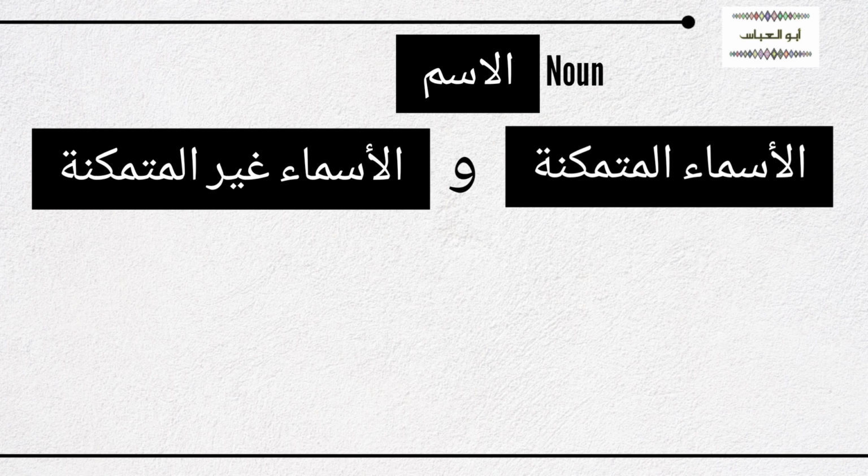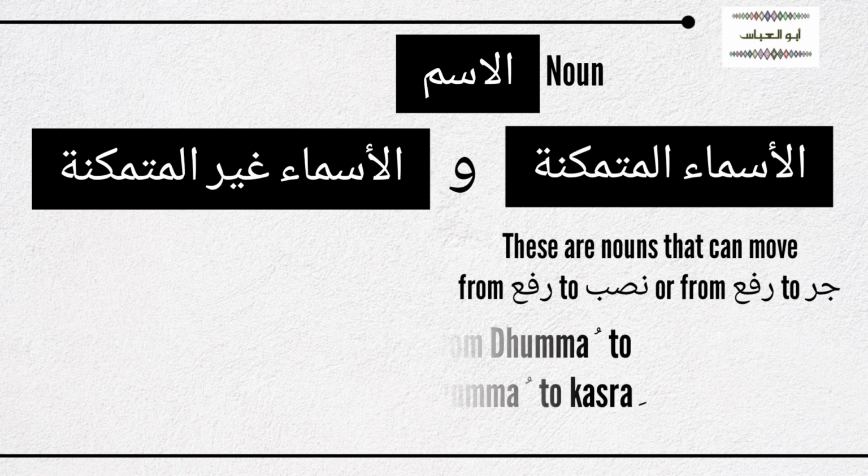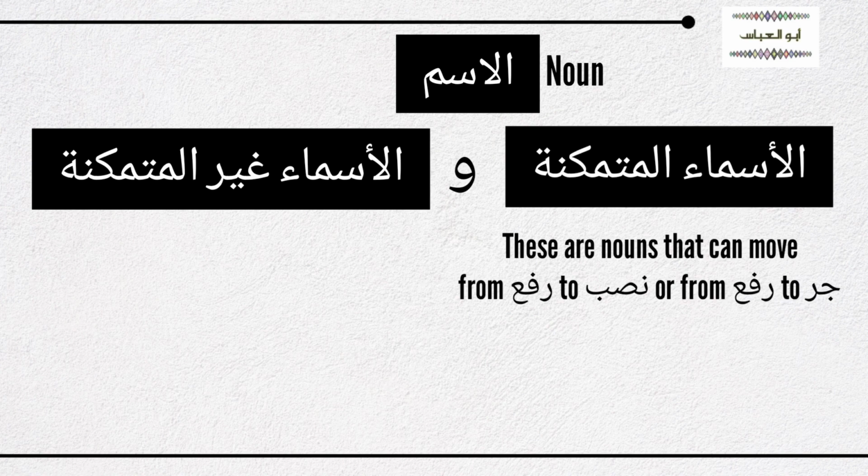Now what is al-asma'u al-mutamakkinatu and what is al-asma'u ghayrul mutamakkinati? Al-asma'u al-mutamakkinatu, these are the names, the nouns that can move from raf'u to nasbu, or from raf'u to jarru. That is, it can move from dhamma to fatha, or it can move from dhamma to kasra. So these are what we call al-asma al-mutamakkina.